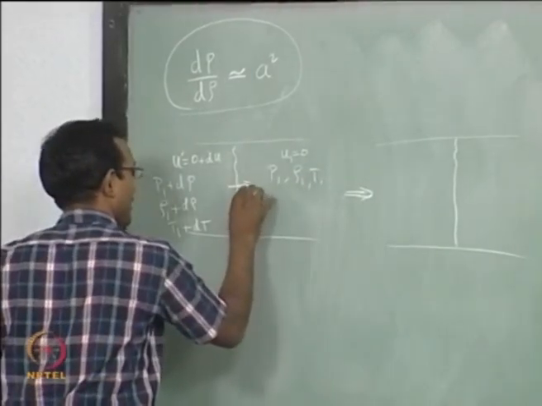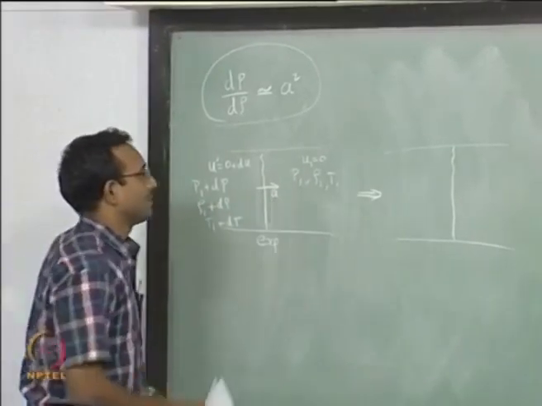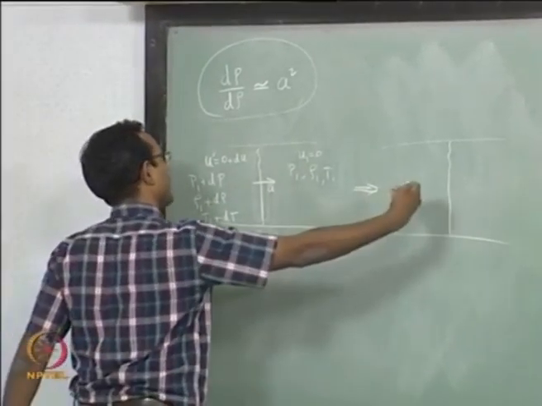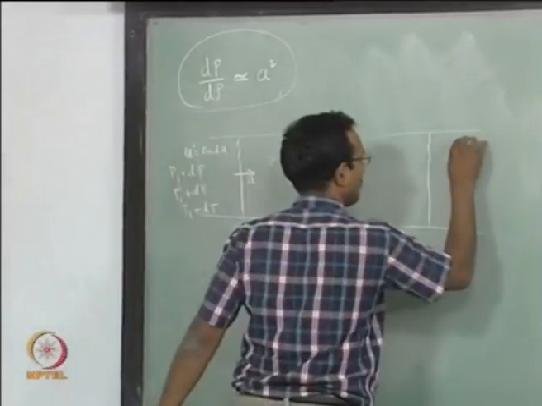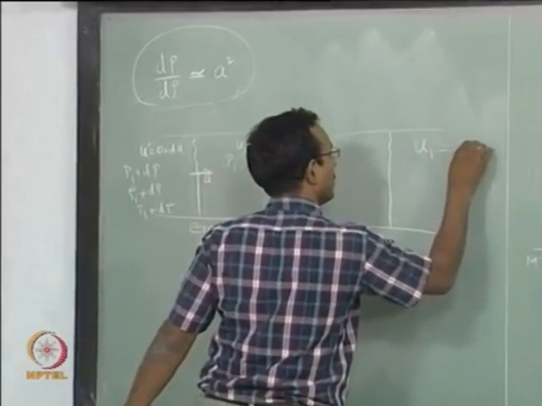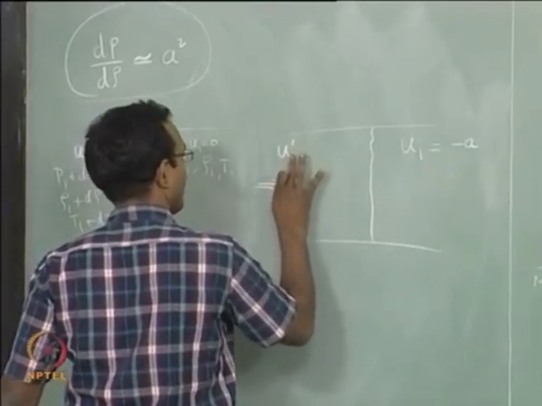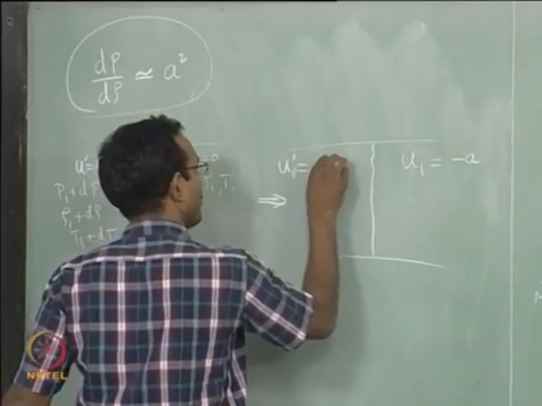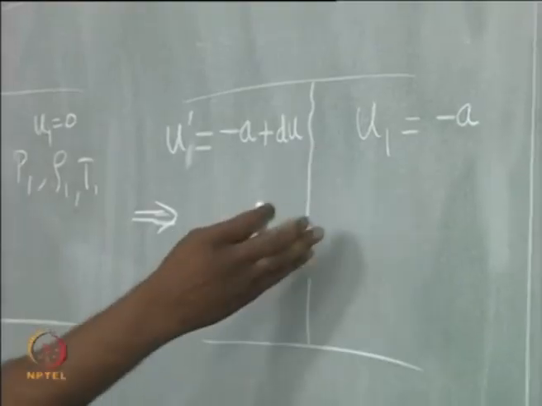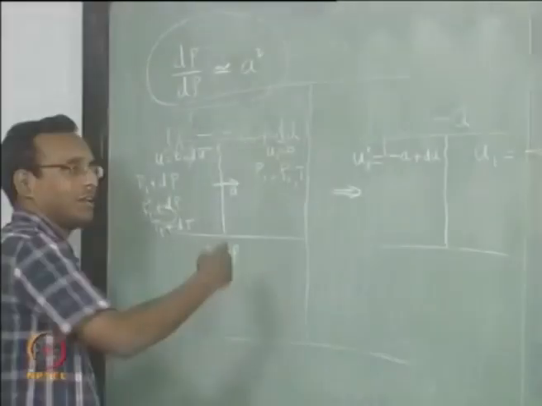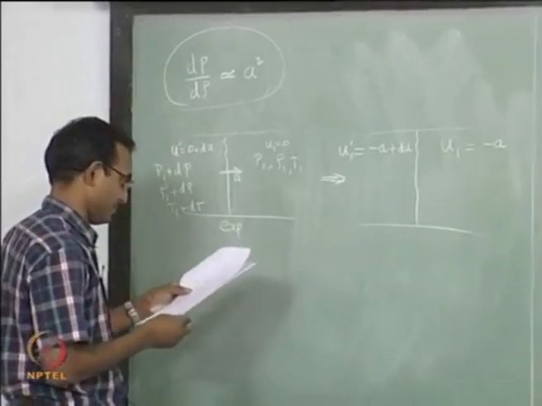This velocity, let us say, is a, it will be exactly a if u1 is 0. So if this is a, then I will impose a velocity to the left everywhere in all the velocity fields. So my u1 will be equal to minus a, and u prime will be equal to minus a plus du. All the pressure, density, temperature will just be varying by dp, d rho, dt. That does not change anywhere, only the velocity field changes with a change in coordinate system, okay.